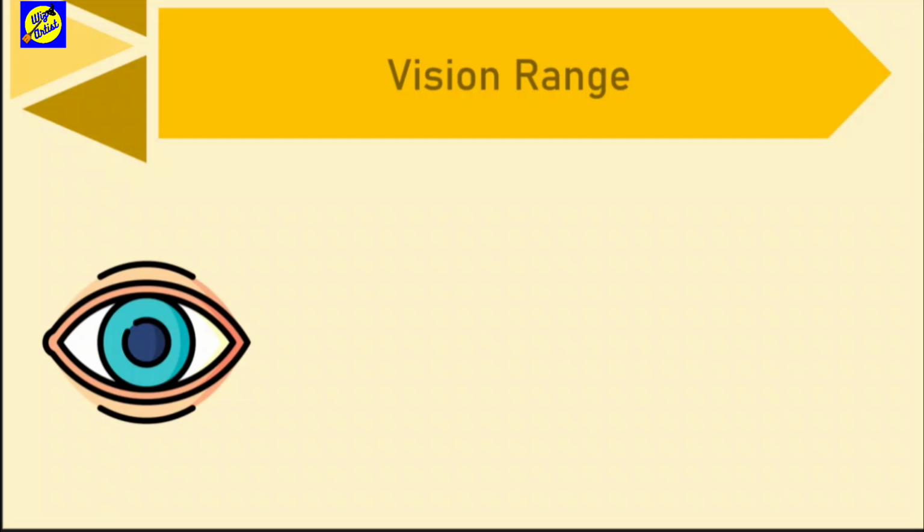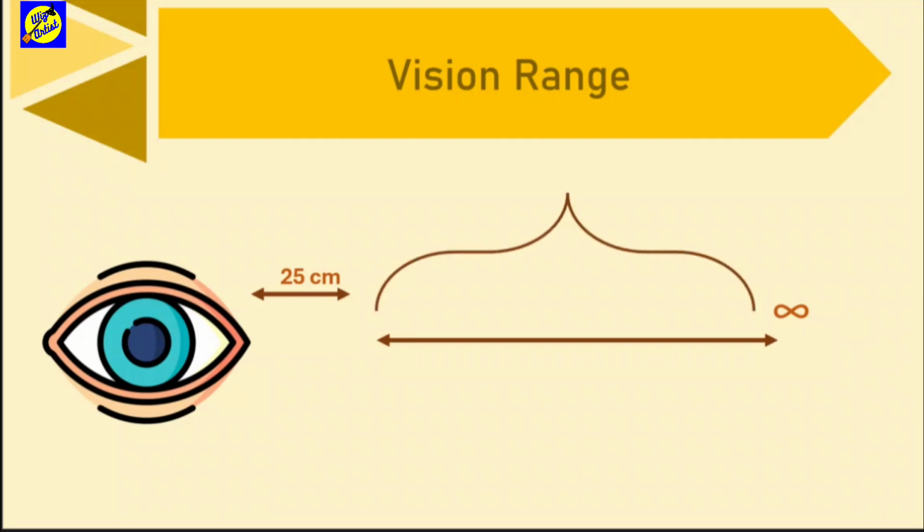Vision range. We know that our eyes can see images close as well as far easily. This is because of the increase or decrease of the size of our lens by the ciliary muscle. But it also has a range. The closest object that we can clearly view is 25 centimeters away, and the furthest is at infinity. This range from 25 centimeters to infinity is called the vision range of a healthy eye. But there are some defects which cause changes in this range.